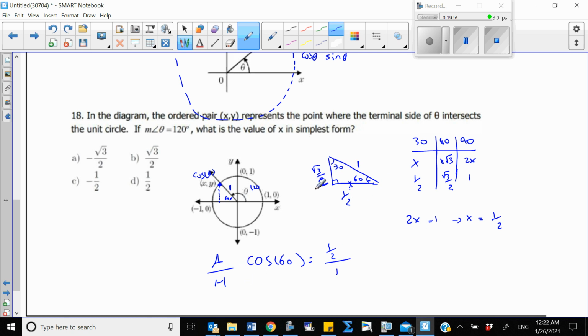But here's the point. Because this triangle is in the second quarter, this side, which is 1 over 2, is a negative value because it's on the left side of the x-axis. So the answer is negative 1 over 2. And that's this one.